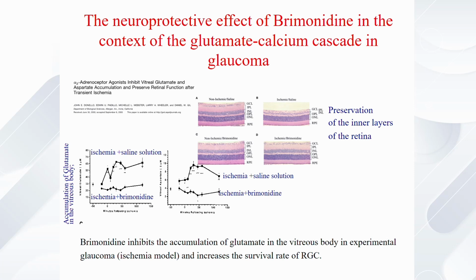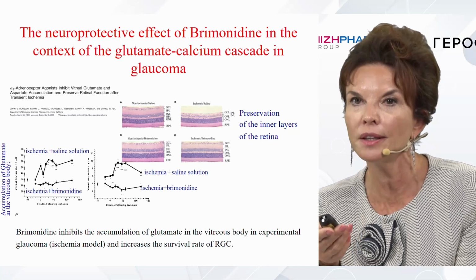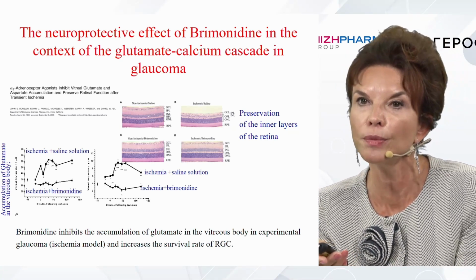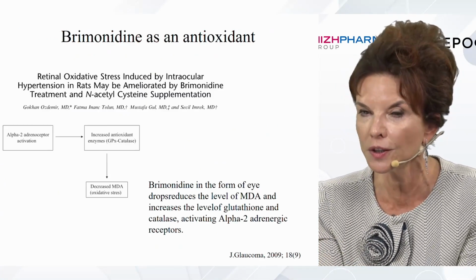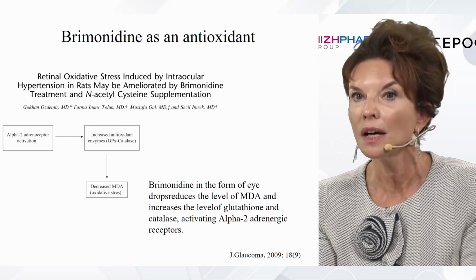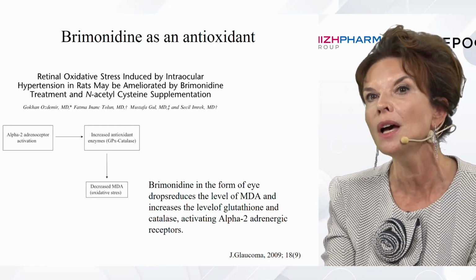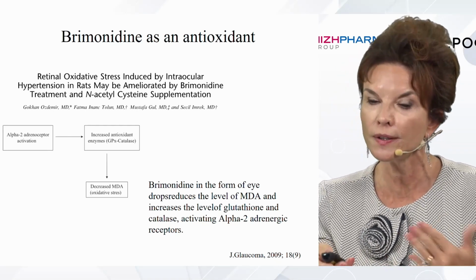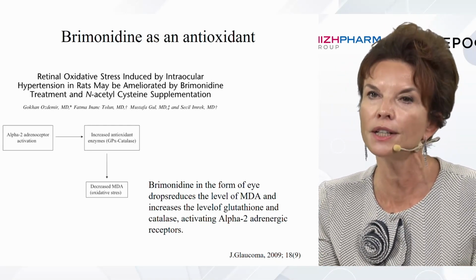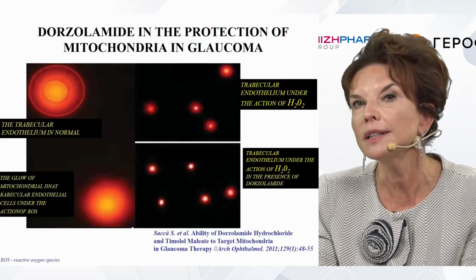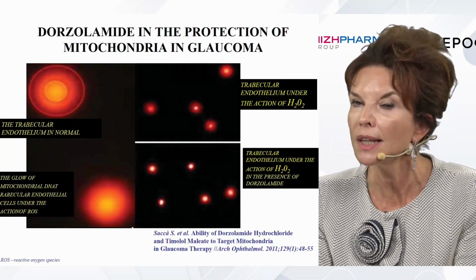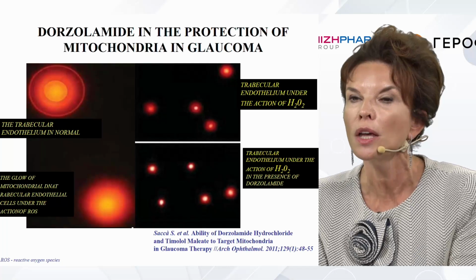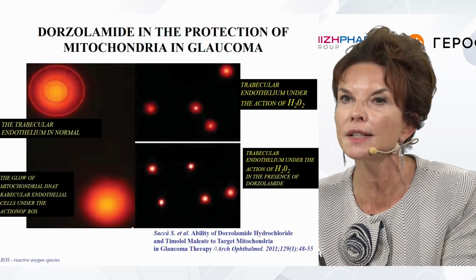And as for brimonidine, well, it has an important action in terms of preserving the internal layers of the retina. There was the ischemia model used here. Brimonidine was shown as a strong antioxidant that reduces the malonaldehyde, increases the protection, such as antioxidant protection, while brimonidine inhibits the accumulation of glutamine, etc. Another drug, brimonidine, is very important.